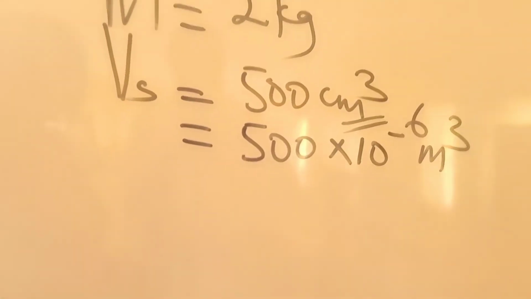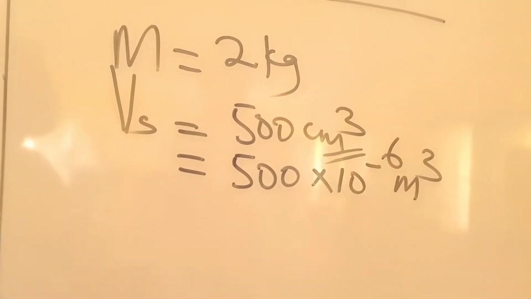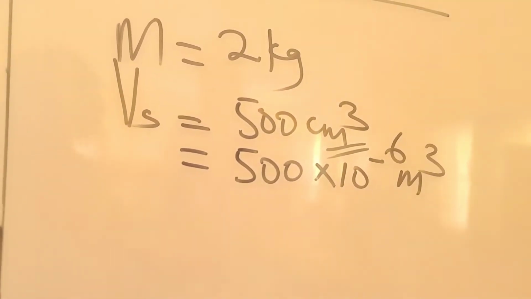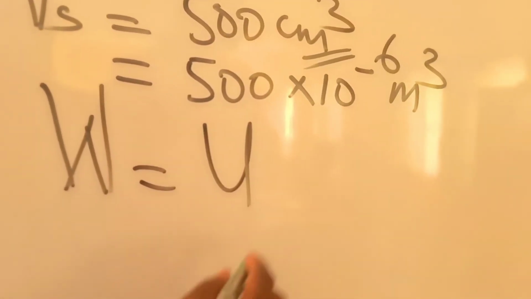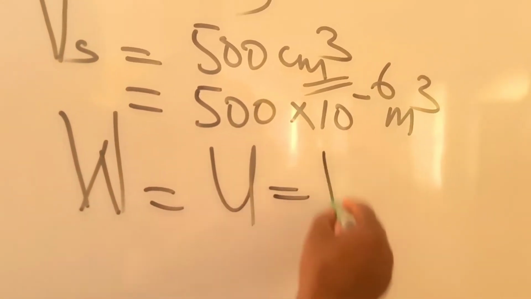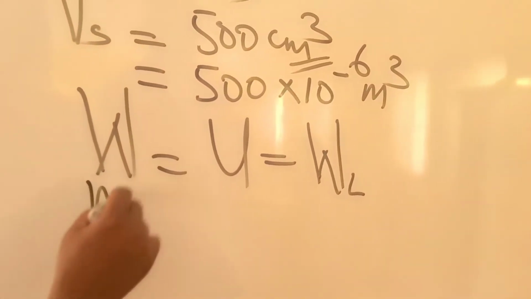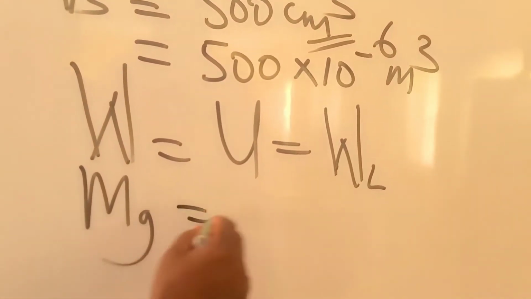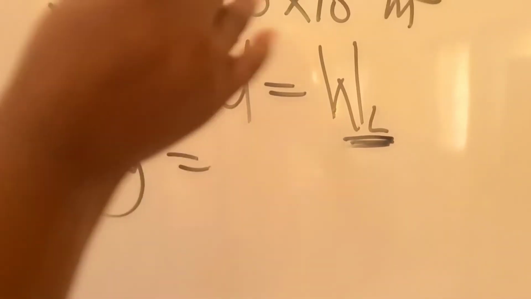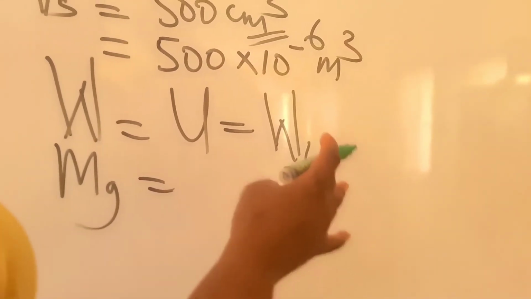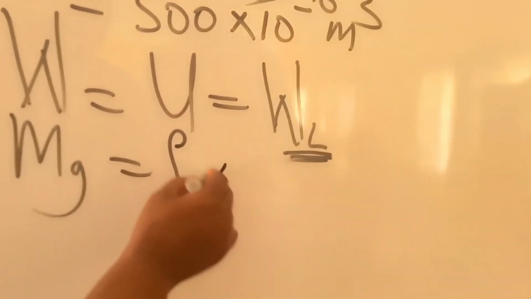Now, when a body floats in a liquid, the weight of that body must be equal to the up thrust, which is also equal to the weight of the liquid displaced. Now, weight is mass times gravity, and for the weight of the liquid displaced, we have the density, the volume, and the gravity. So we now have the density of the liquid times the volume.